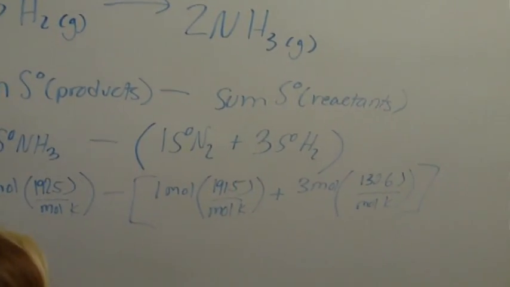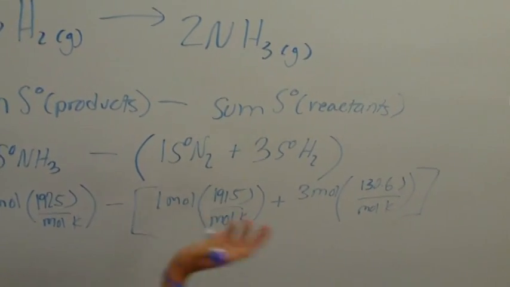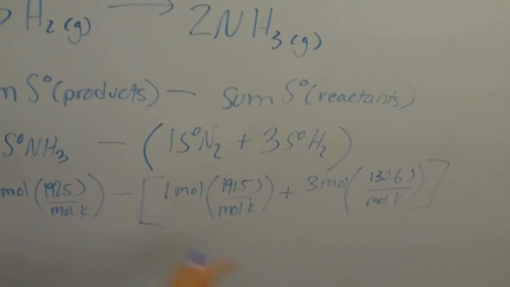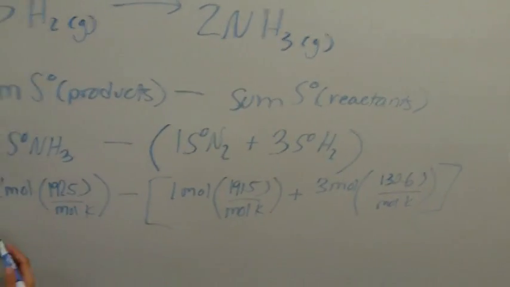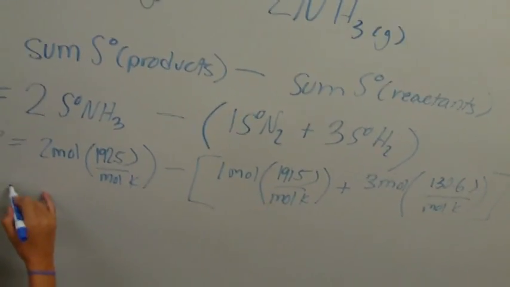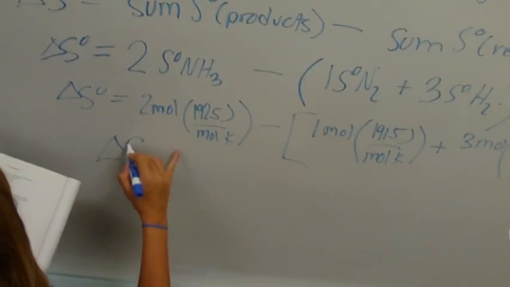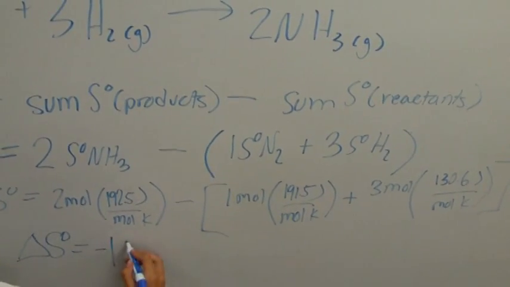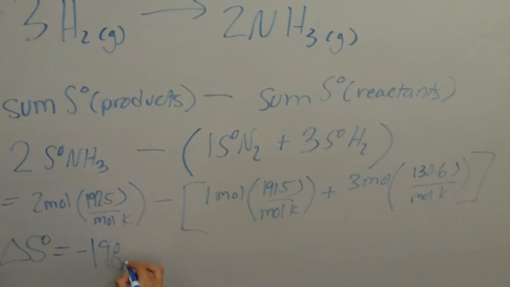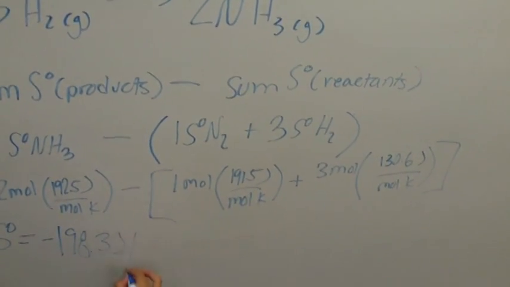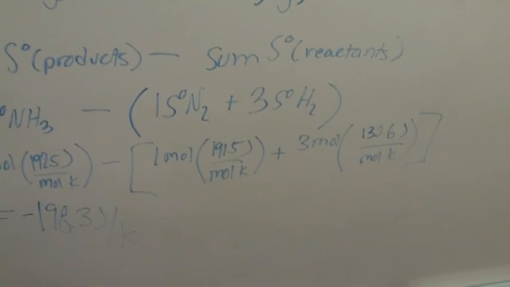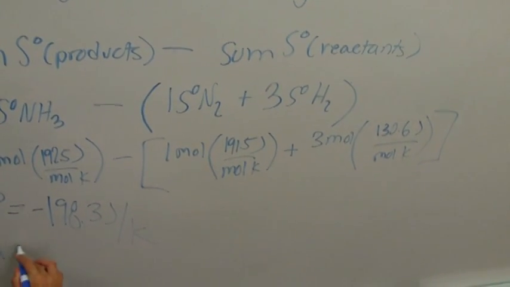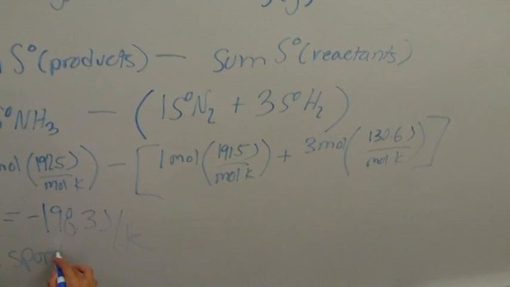In the calculator, add those first, then multiply them. Do this first, then subtract it, just to avoid calculator errors. Your delta S for this is going to be negative 198.3 joules per Kelvin. And because it's negative, that's going to be non-spontaneous.